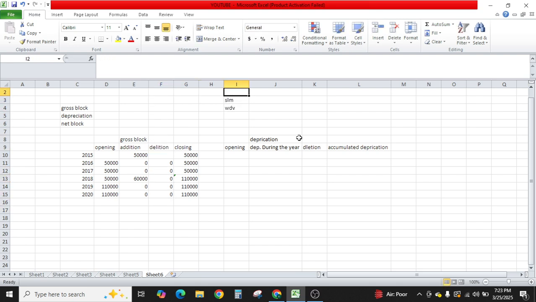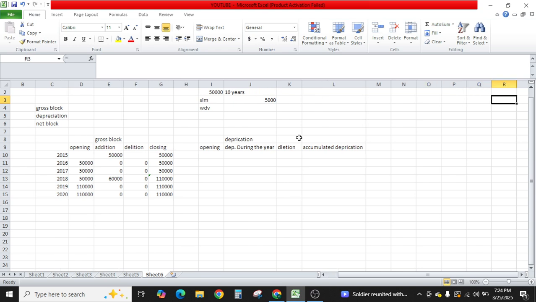So what SLM is, if you are purchasing machinery for 50k, and its accounting life is, meaning the asset can last for 10 years, then its per year depreciation will be 5k in SLM. Same way for 10 years it will be 5k, 5k, 5k, 5k. So for 10 years it will add up to 50k. So this is SLM, the straight line method.